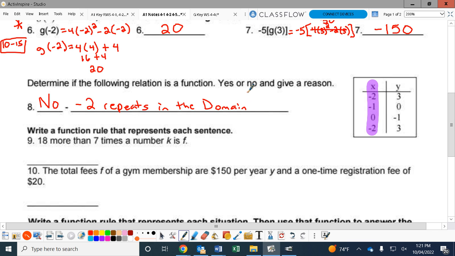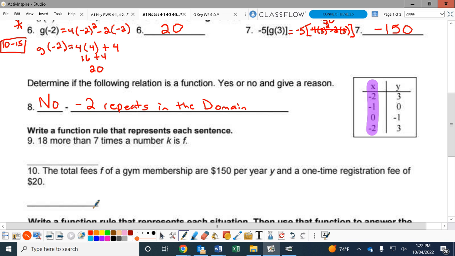Now, is that enough, guys, to be your answer? Is it enough to say just -2 repeats? No. Because can it repeat in the range? Yes, all it wants to. Okay? You can have repeats over here. You can't have repeats over here. It has to be the specific number that repeats. Thank you for asking. Those kind of details matter.